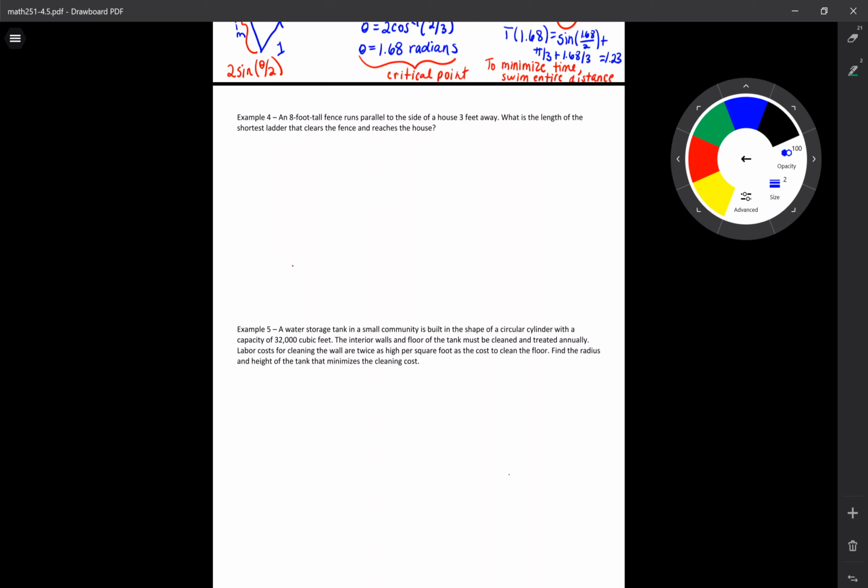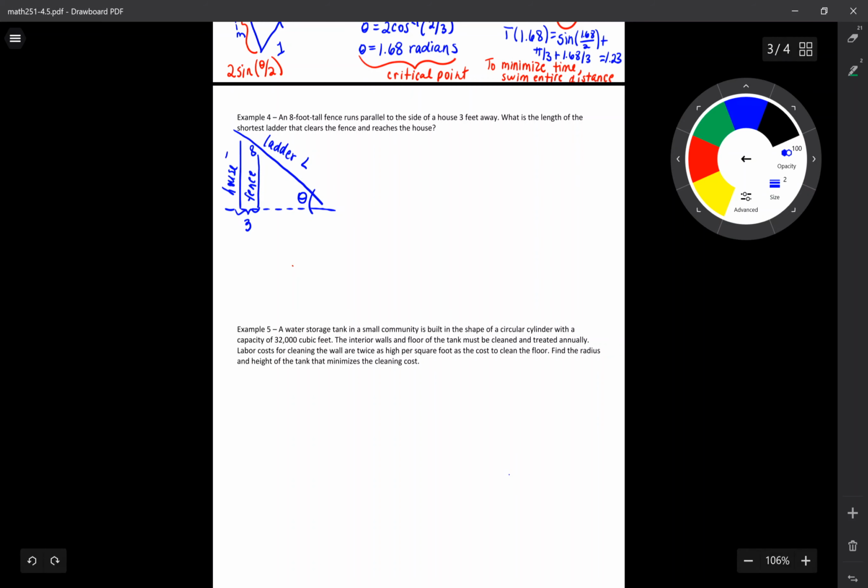So I have a house here, and running parallel to it is a fence, and the fence is 8 feet tall. The house and the fence are 3 feet away from each other. And then I have a ladder that I want to touch the house and clear the fence. And so I'm going to call this the ladder, and I'm going to say that it has length L.